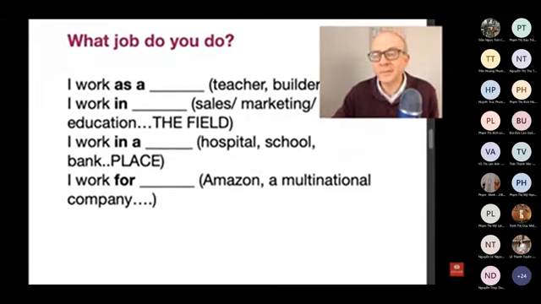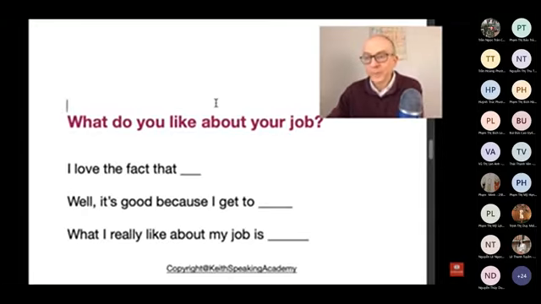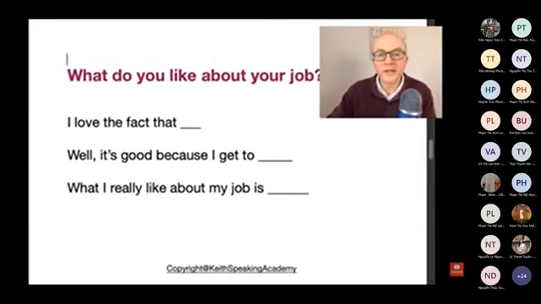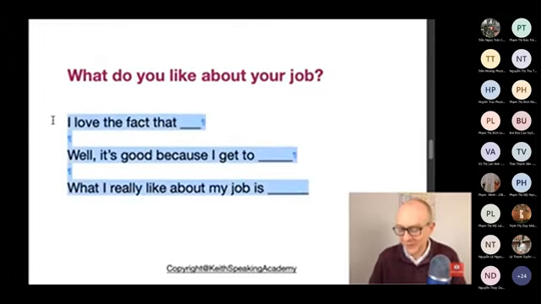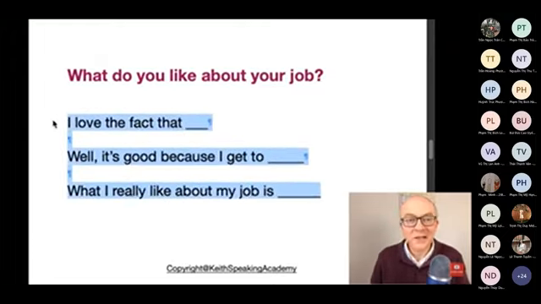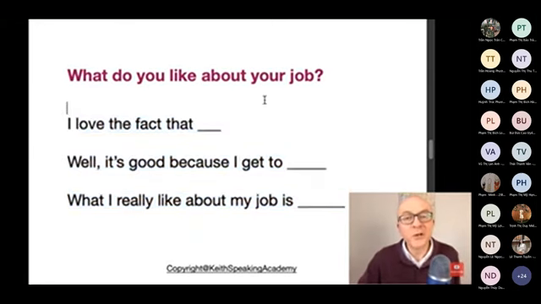What job do you do? Great, lovely answers. Now, let me move on. What do you like about your job? Because you're probably going to get asked about this. You can learn some good phrases here, in your life. Right? If not in IELTS, somebody sometime is going to ask you, what do you like about your job? So some nice phrases we can use here.